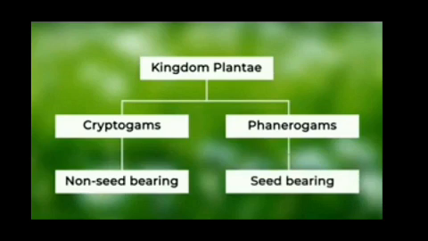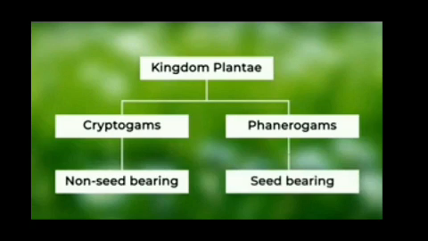Based on the ability to produce seeds, the kingdom Plantae is divided into two subkingdoms. There are cryptogams and phanerogams. The cryptogams include those plants which do not produce seeds, and phanerogams include seed-bearing plants.